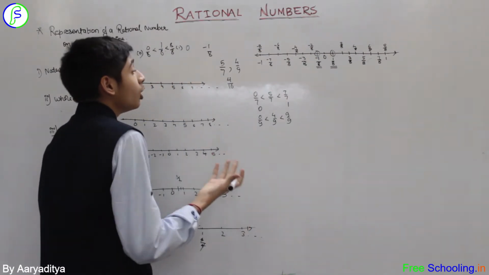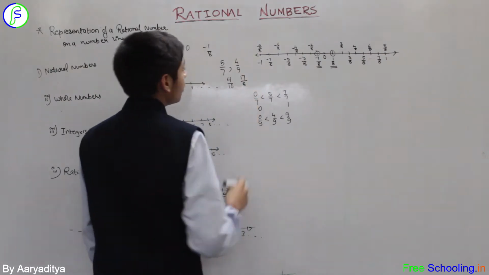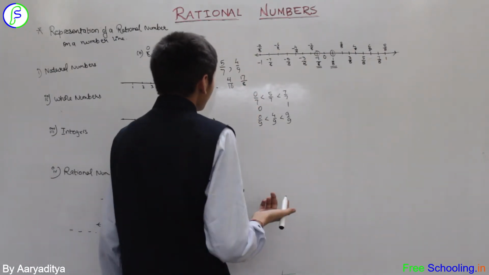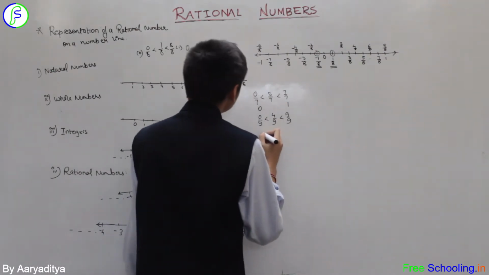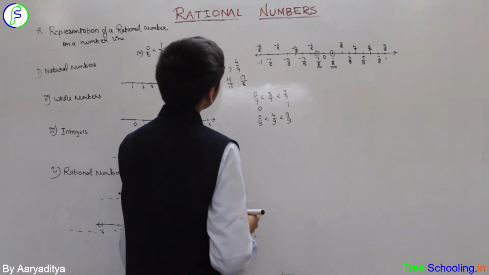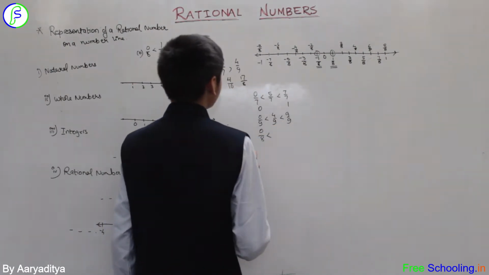But what if the numerator is greater than the denominator? Suppose, let me take 17 by 8. What happens in this case? Not to worry about. We first take 0 by 8. Okay. So this number is greater than 0 by 8.